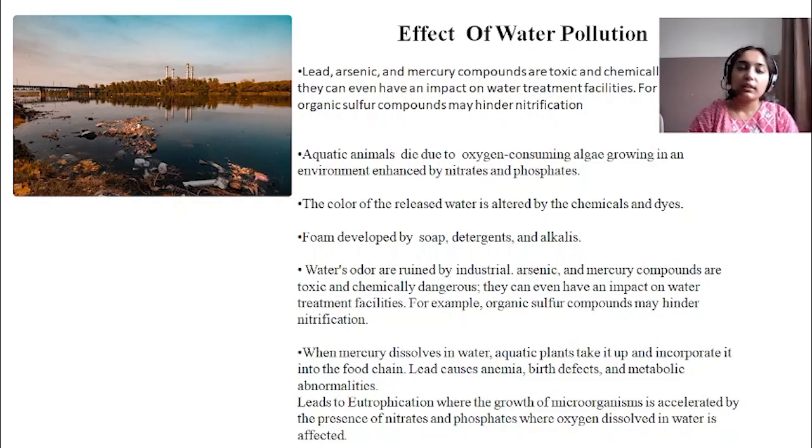Next, it leads to eutrophication, where the growth of microorganisms is accelerated by the presence of nitrates and phosphates, and the oxygen dissolved in water is affected. So when organism growth is accelerated by the presence of nitrates and phosphorus, the oxygen dissolved in the water is affected. So these are the effects of water pollution.